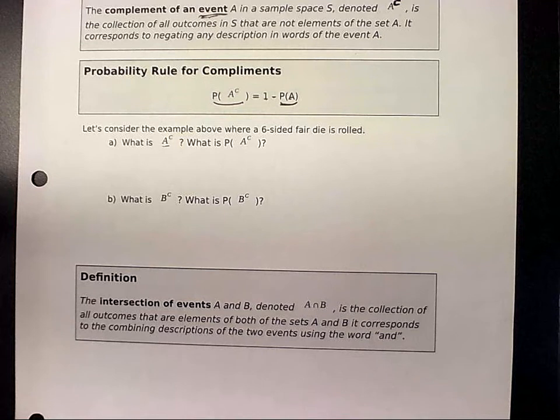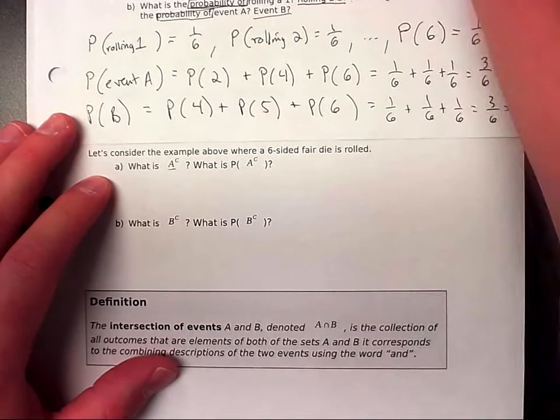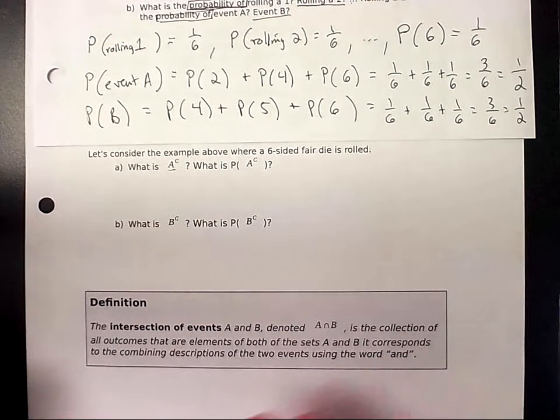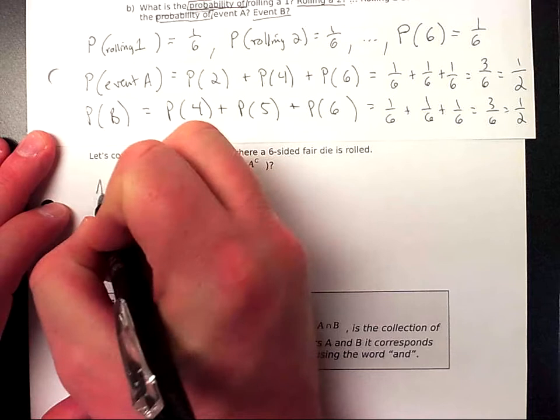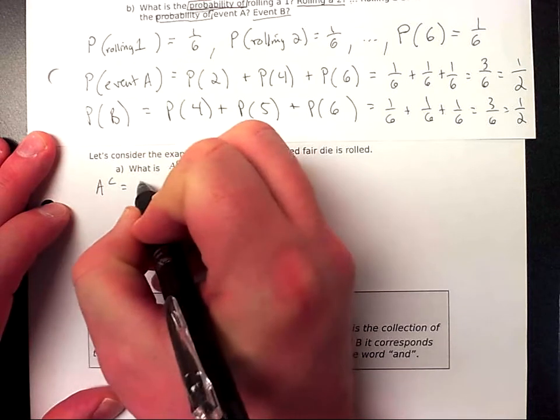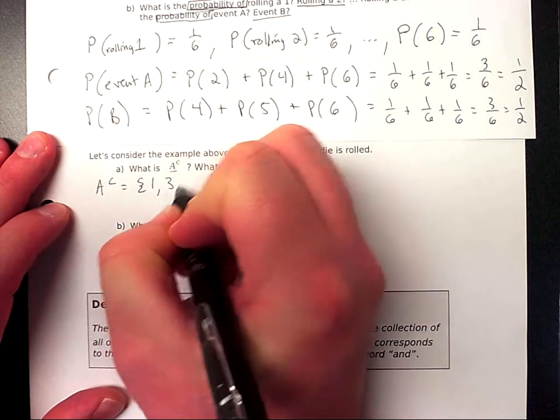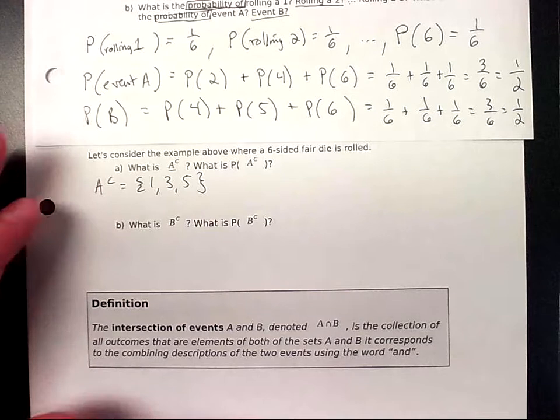So again, going back to the example that we just got done doing. Good. It's what's not in A. So what's not in A? 1, 3, and 5. So A complement is 1, 3, and 5. Right? Is everybody good with that?